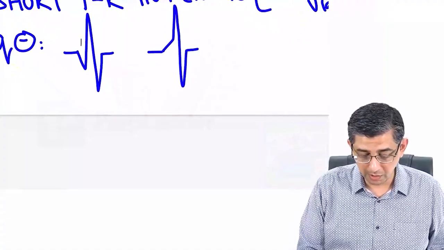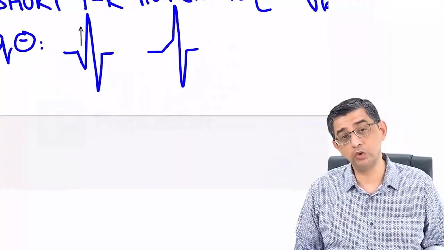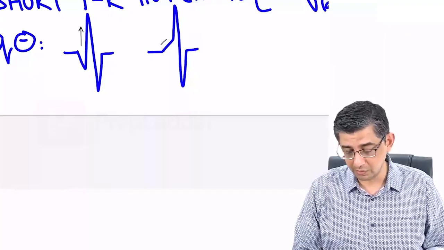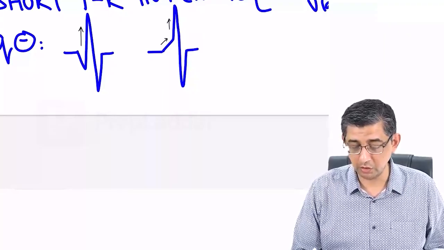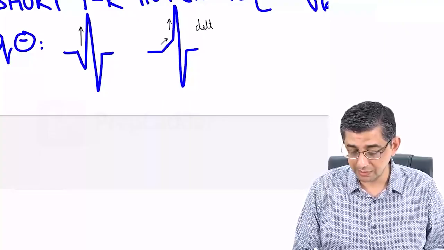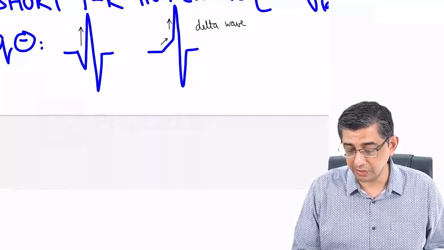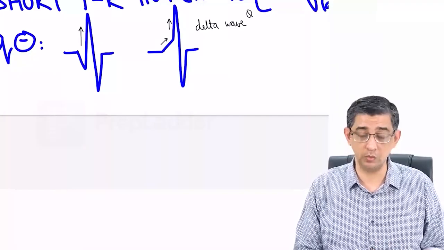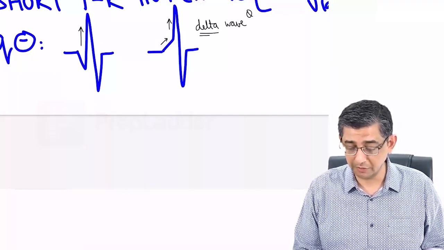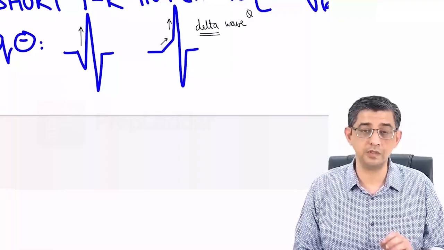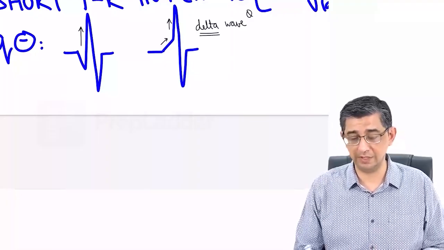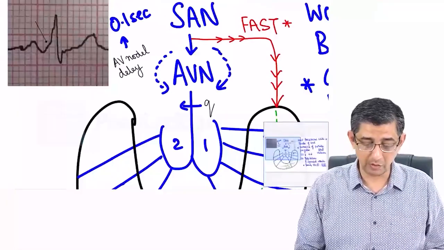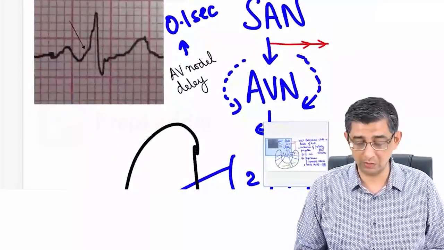What I am saying is the R wave in you and me will have a smooth upswing, but if you see in this particular case, there's a slight change in the slope, and that's the key word of this entire discussion. This is the reason why I'm discussing this topic with you. This is what is called a delta wave and is one of the classical features that is always asked for Wolff-Parkinson-White syndrome.